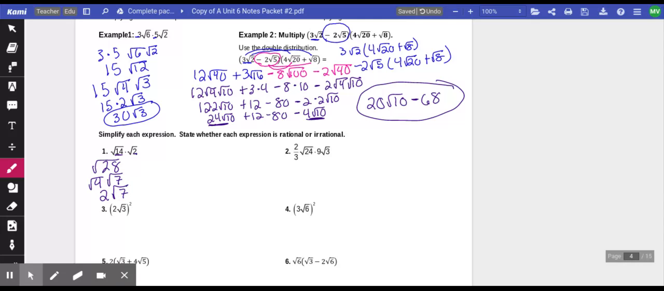Number 2. I can rearrange that, so I'm going to multiply 2/3 times 9, because those are both on the outside, and 24 times 3, because those are both on the inside. 2/3 times 9 is 6. Then 24 times 3 is 72. Now I need to think, does 72 have any perfect square factors? It does, 36. So this is 6 times radical 36 times radical 2. The square root of 36 is 6, so it's 6 times 6 radical 2. So my final answer is 36 radical 2.